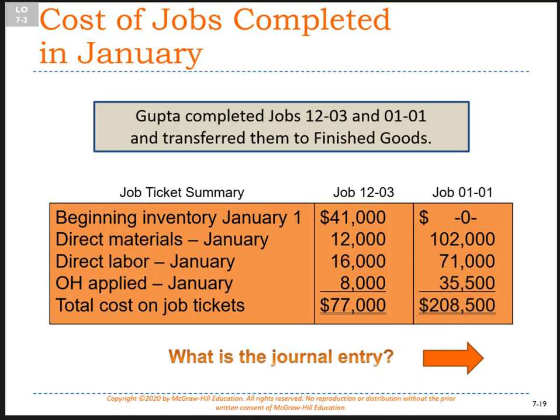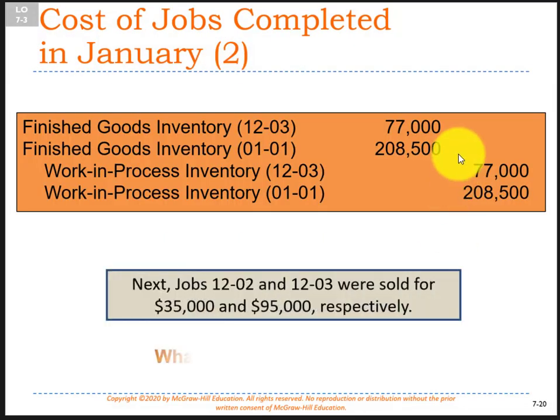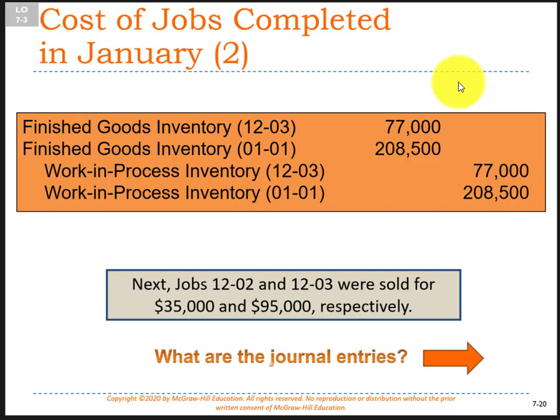So what we need to do with these costs, we know that job 1203 costs 77 and the job 0101 costs 208,500. We simply credit the work in process inventory and debit finished goods inventory. Okay, notice they made it separate for each job. Some companies will do it together and just make one journal entry. Doesn't matter. Okay, then we're not quite done, right?